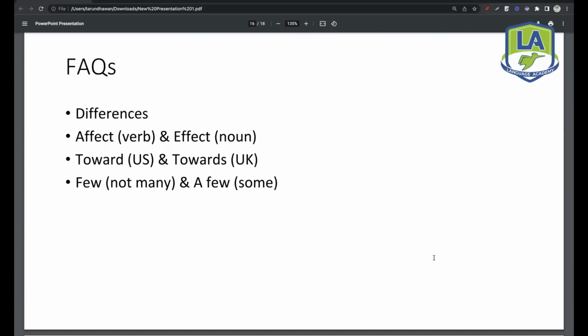Frequently asked questions, just to give an idea on how things vary. Affect and effect, one is a verb, one is a noun. So there can be confusions. You need to sort those confusions.